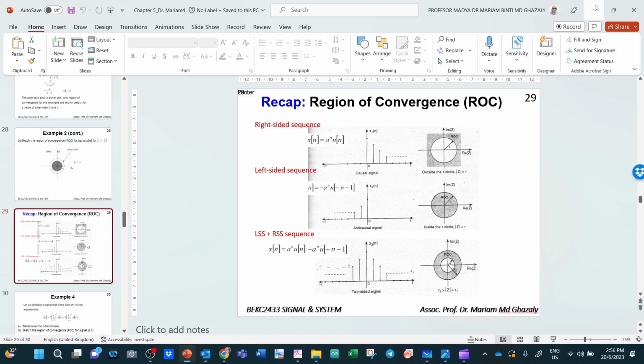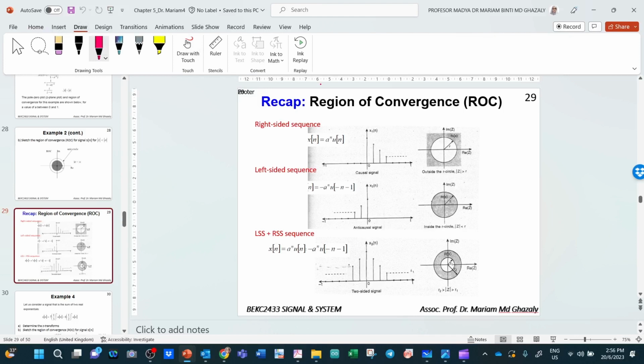Let's look at this as a recap. What you have learned is that when you have a signal x n, with this type of signal u n, when you plot it, it is going to be the right-sided sequence, RSS. And from the right-sided sequence, you found out that you can derive that the ROC will be more than the value, more than A, for example. So it's going to be an outward ROC.